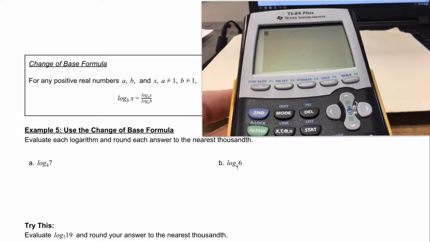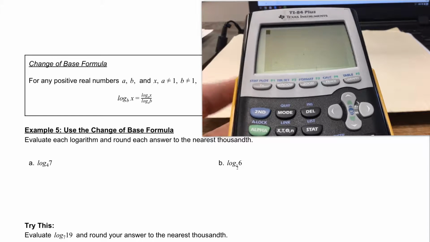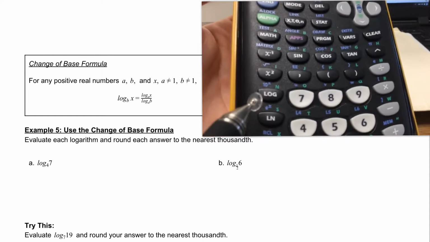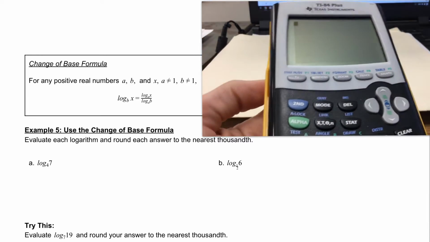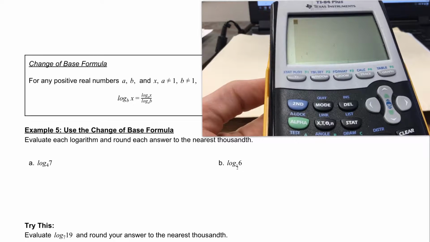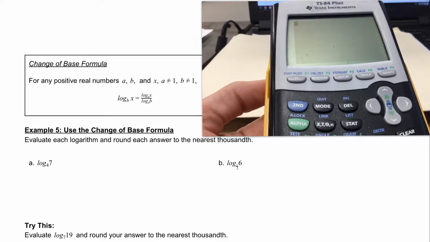In the next example, we're going to use what we call the change of base formula. The change of base formula is a way for us to evaluate logs using our graphing calculators, or any calculator. Since our calculators only have the log key and the natural log key, we can't change the base. That log key is base 10, and our natural log key is base e. There's no other bases that we have on our calculators.